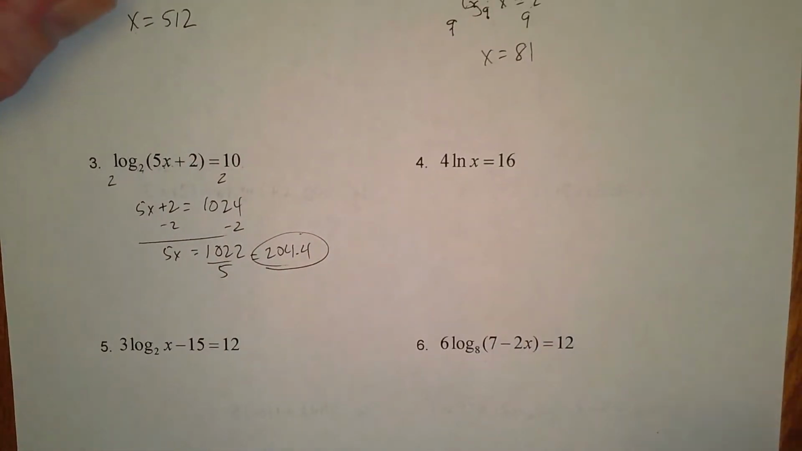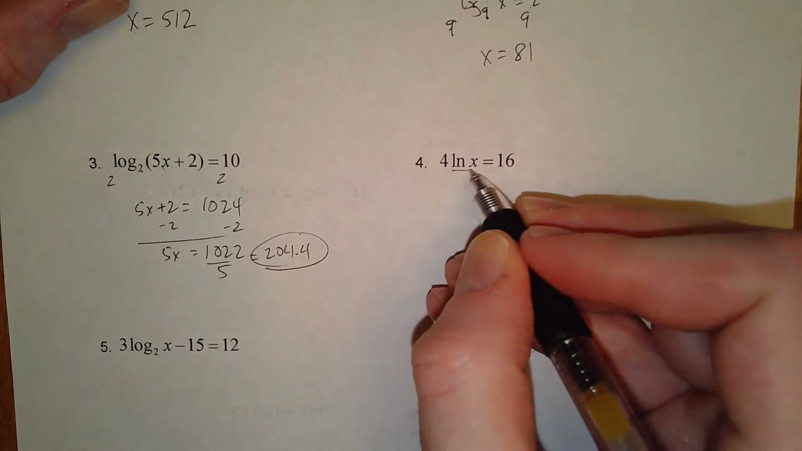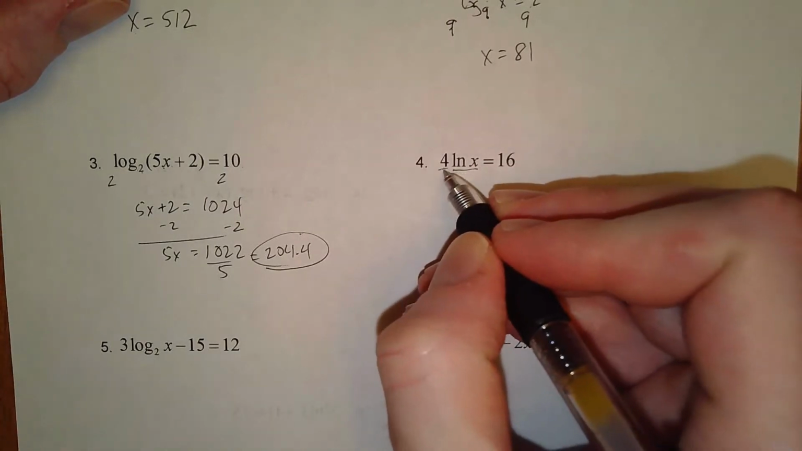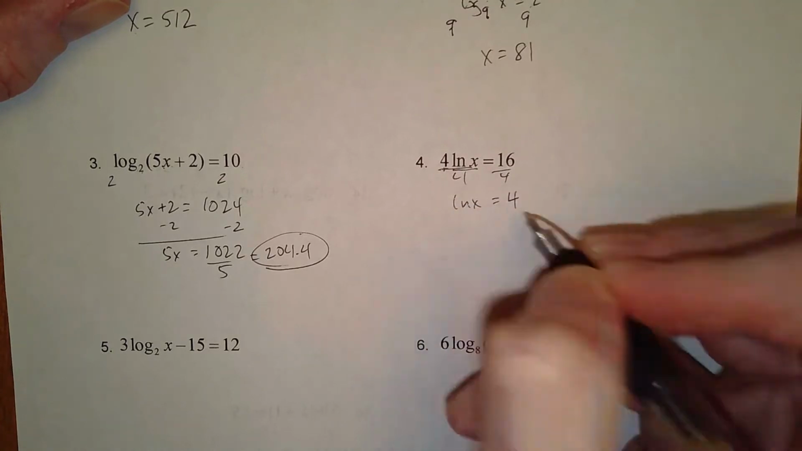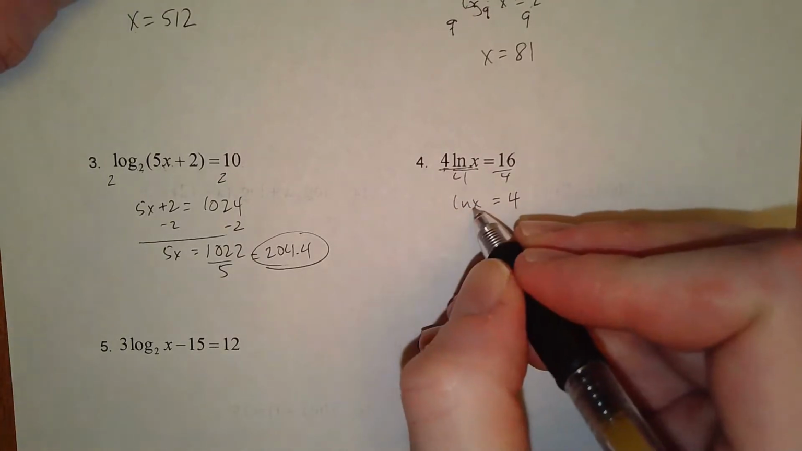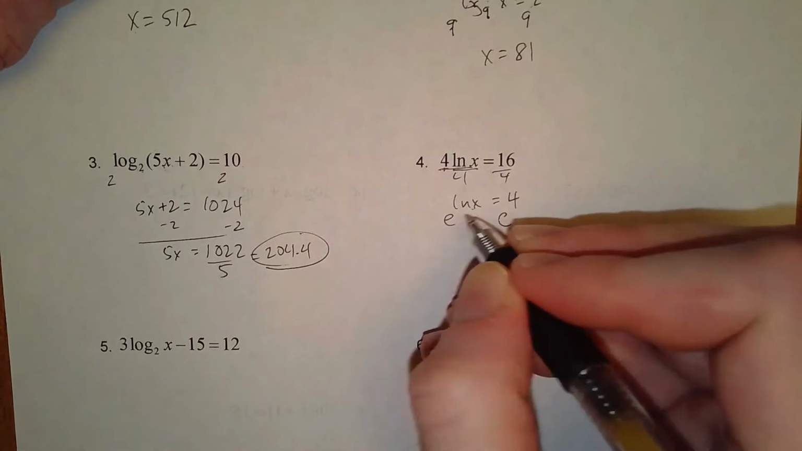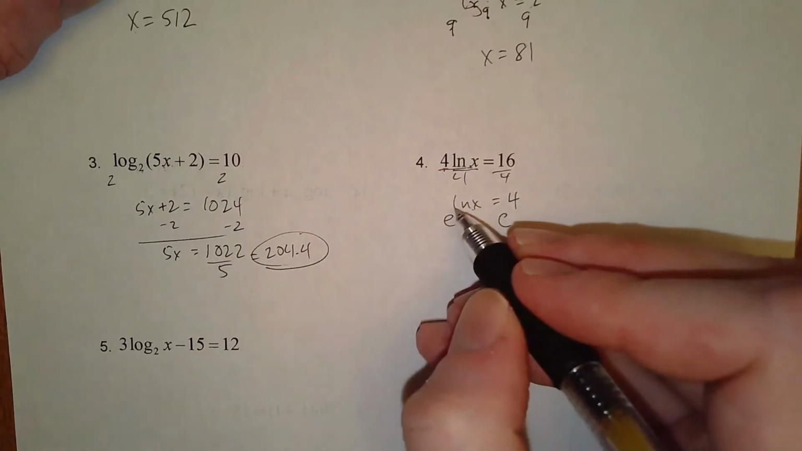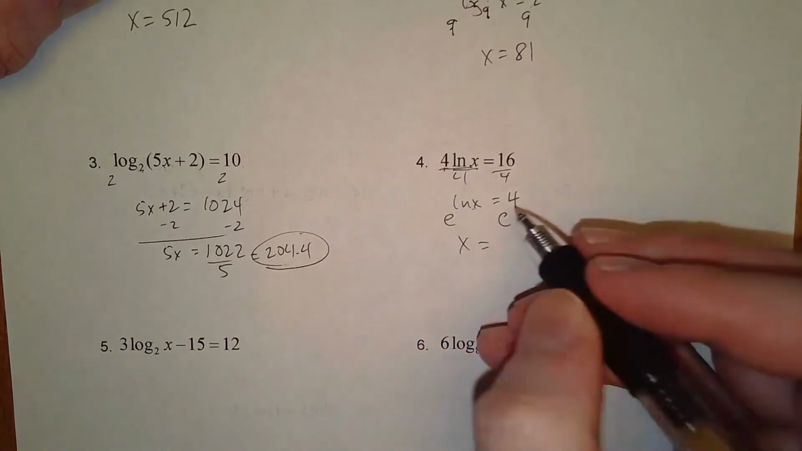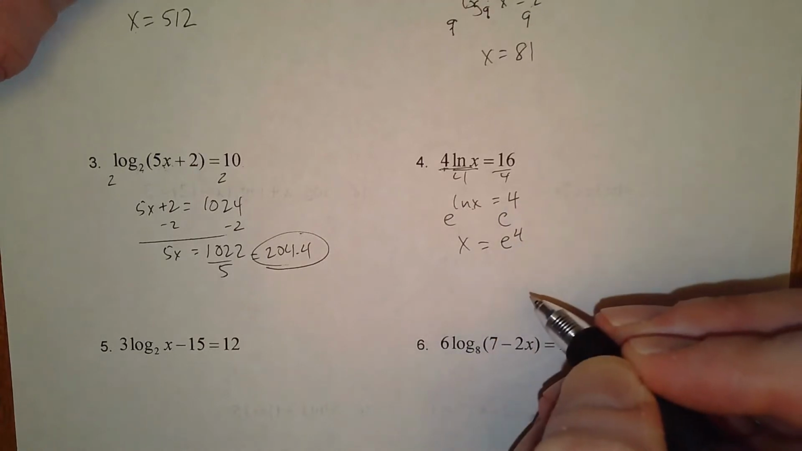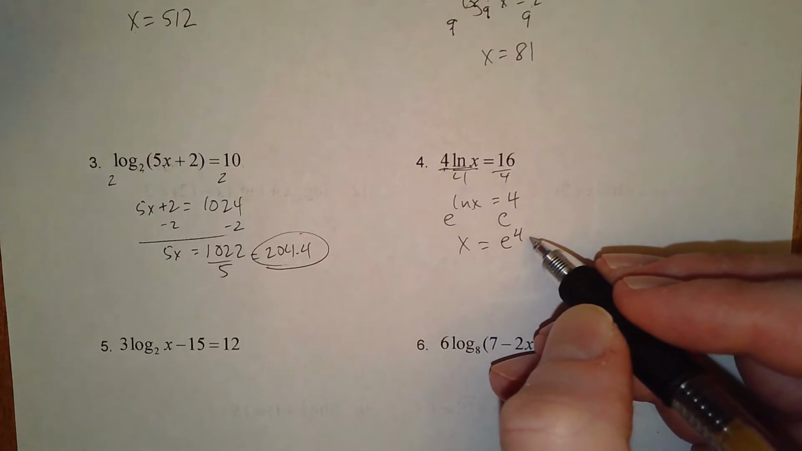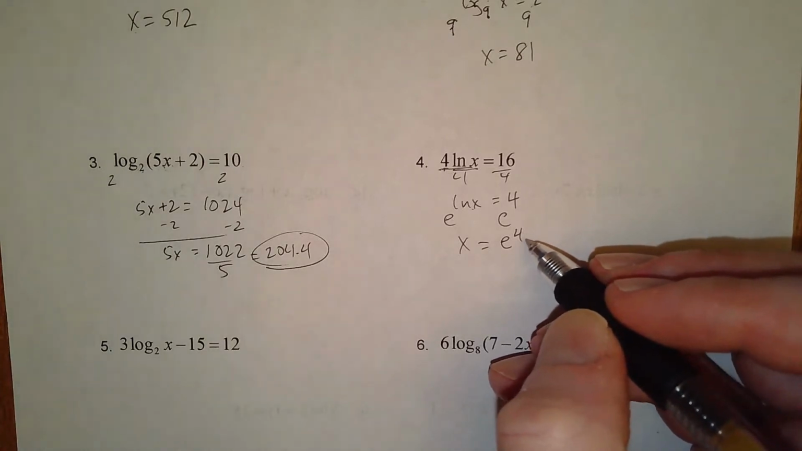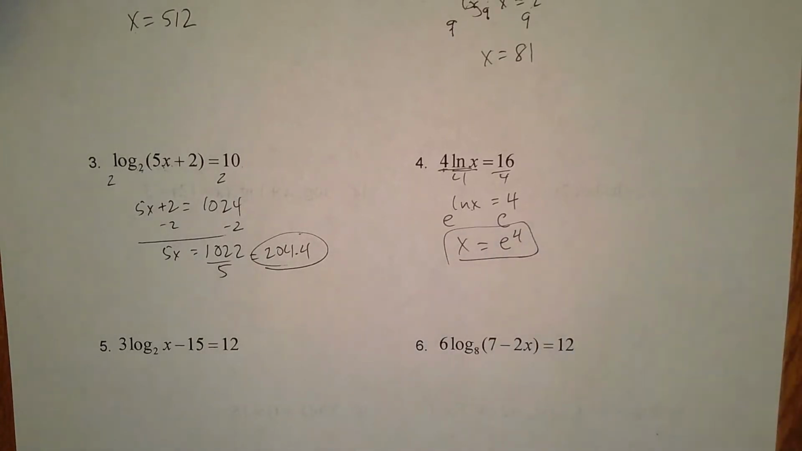Number 4, and this is my logarithm. I've got this 4 hanging out here, so divide both sides by 4 first. So natural log of x equals 4. Again, here the base is e, so I'm going to take e to both of those powers. On this side I'd have x left over. On the other side I have e to the 4th, which you could leave like that if you want. I don't have my calculator, so I didn't figure out what e to the 4th is, but you could punch it in the calculator if you want and get the decimal answer if you need it.